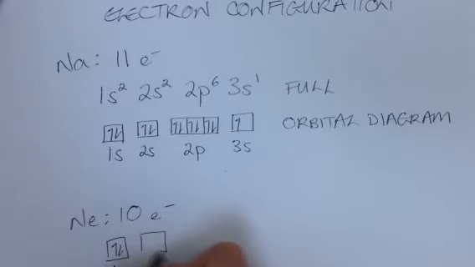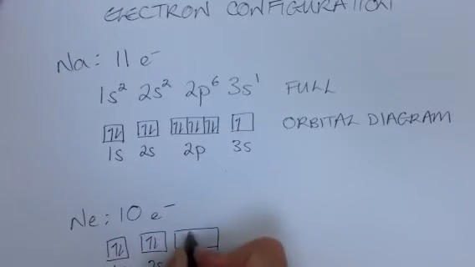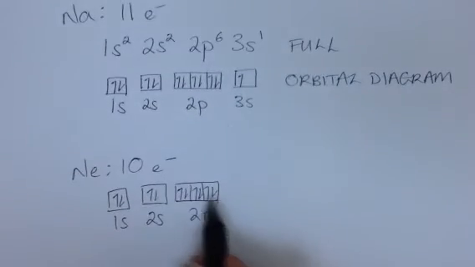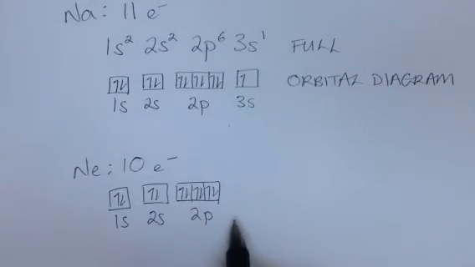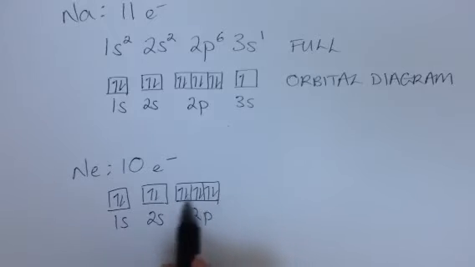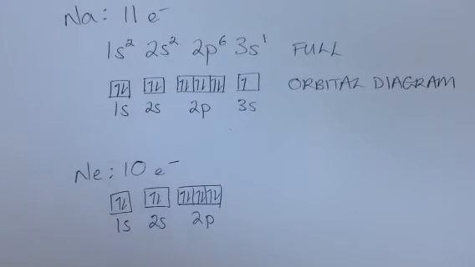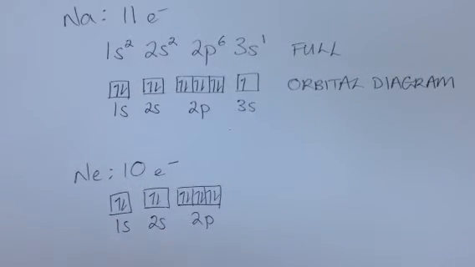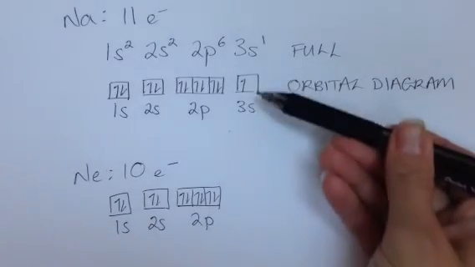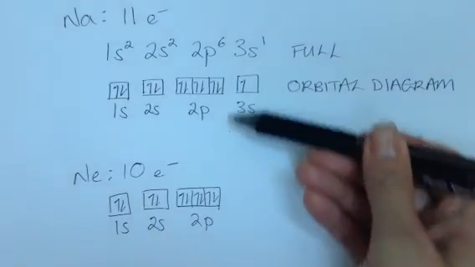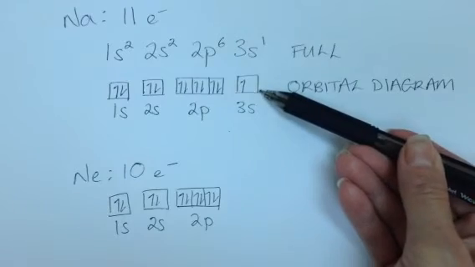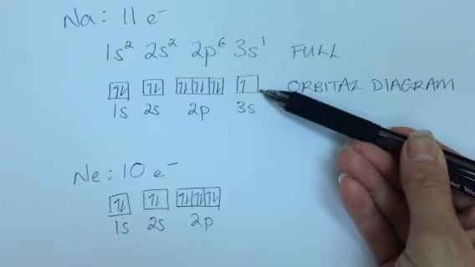We've got 1s2, 2s2, 2p6, 1, 2, 3, 4, 5, 6. Notice that its valence shell, n equals 2, is completely full. Okay, we've got no unpaired electrons. We've got a filled valence shell that's very stable. And if you look at the difference between neon and sodium, you'll see the only difference between those 2 electron configurations is this electron right here, 3s1.